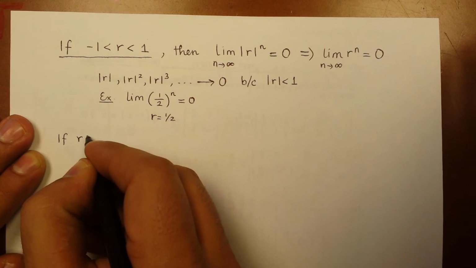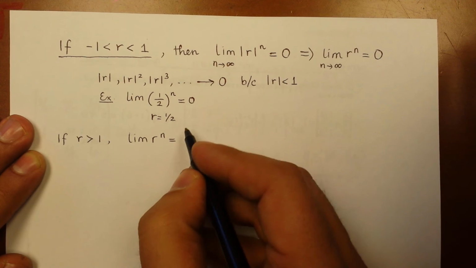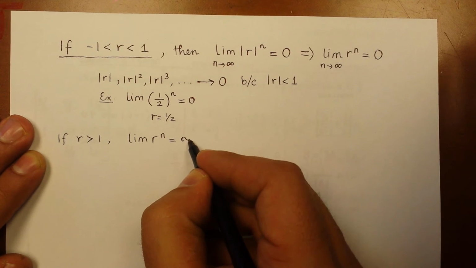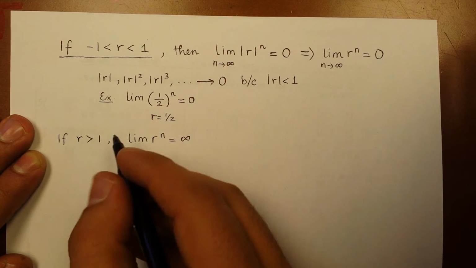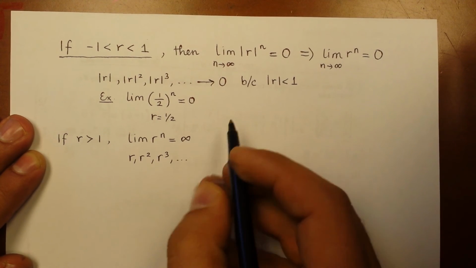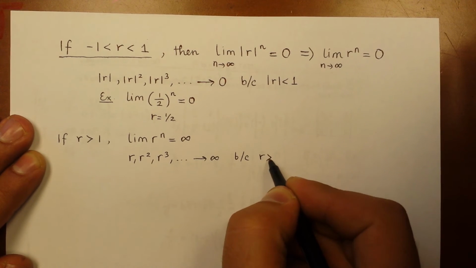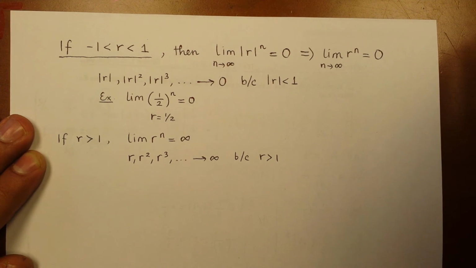And then the last case. If r is larger than 1, then the limit of r to the n, we can definitely say, goes to infinity. Why? Because it's like r and then r squared and then r cubed and so on, and you can see this goes to infinity because r is greater than 1. It just gets larger and larger.